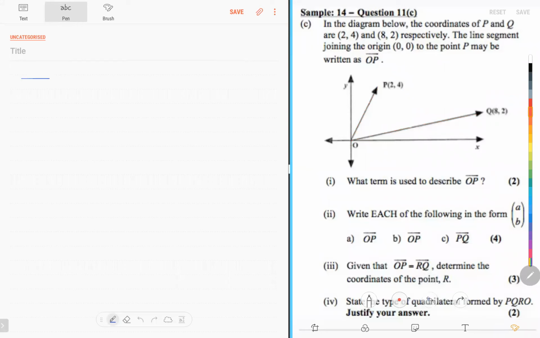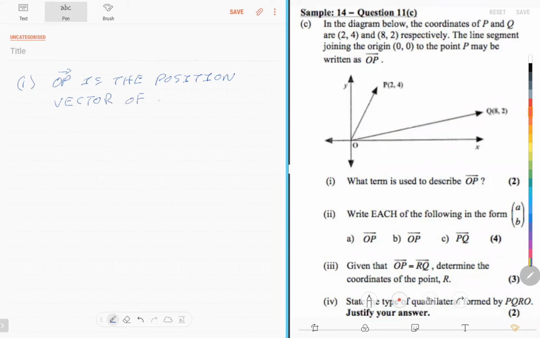So let's write that over here, part 1. OP is the position vector of P. Similarly, OQ will be the position vector of Q. That's a displacement vector from the origin of the point. The vector from an origin to a point is called a position vector.